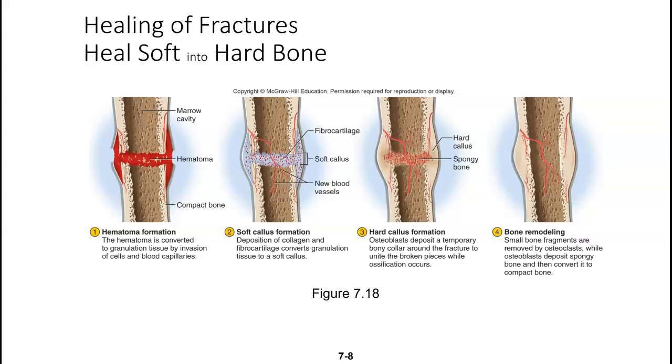So the little mnemonic that I use to help me remember bone healing is heal soft into hard bone. So the first thing that happens is we have hematoma formation. So we've got invasion of blood capillaries. Then we have a soft callus form. That's going to be collagen, also cartilage. Remember, cartilage is going to be the forerunner of bone. Then it starts to ossify, and now we get that hard callus formation, and then finally we have that bone remodeling. So I always remember heal soft into hard bone.